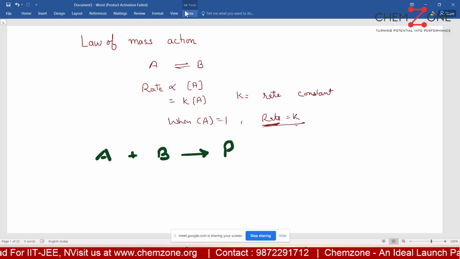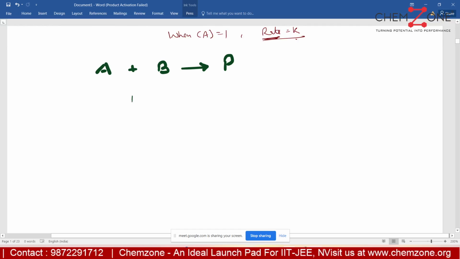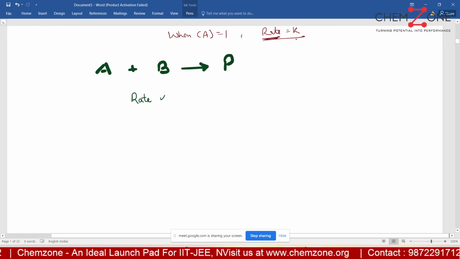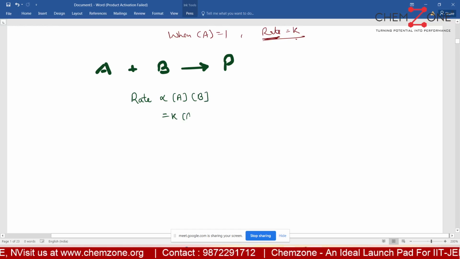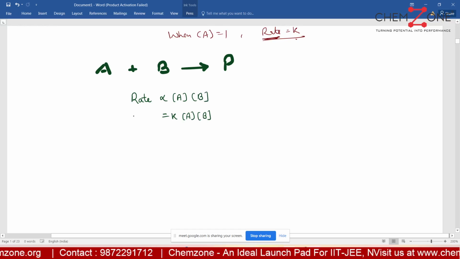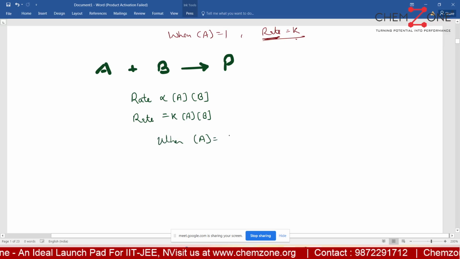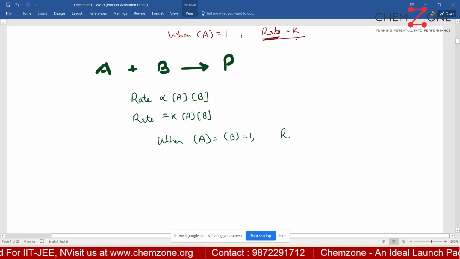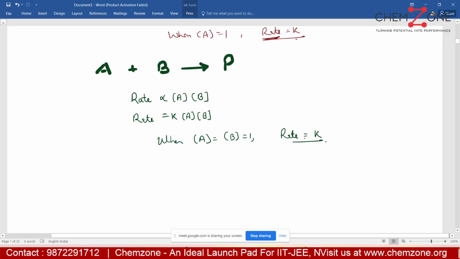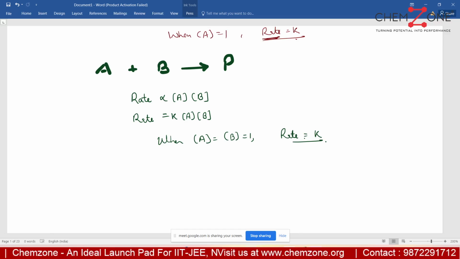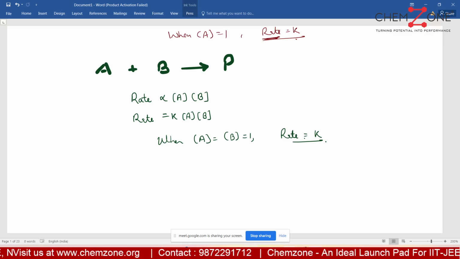Now I'm taking another example. When A plus B give some product, then the rate of reaction is directly proportional to the product of A and B, equal to some constant K into A into B. When concentrations of A and B are taken as 1, then rate is equal to some constant K. Am I clear?